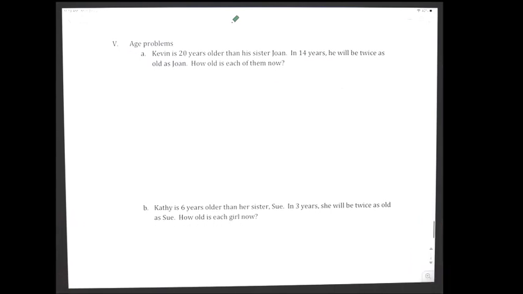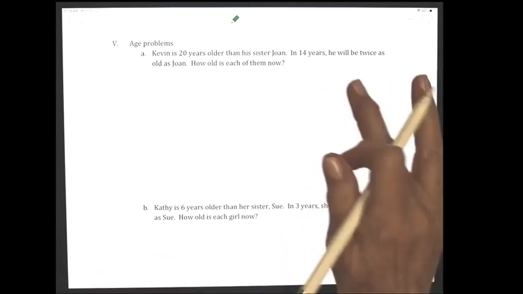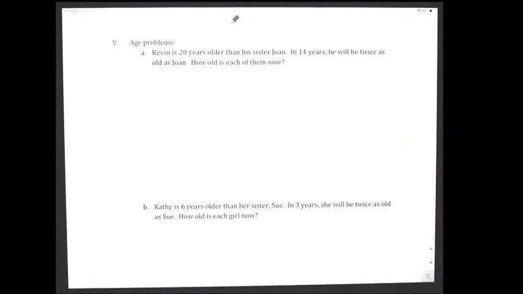I wanted to work with you a little bit today on systems of equations. The systems we're going to be working on are going to have two variables, and we're going to be working with two equations to solve. These are age problems, and sometimes students have a little bit of difficulty with these, so I thought I'd work a couple to help you get started with the age problems.